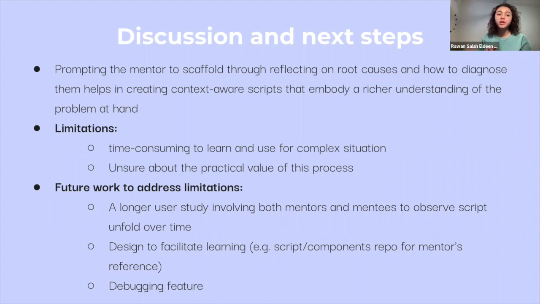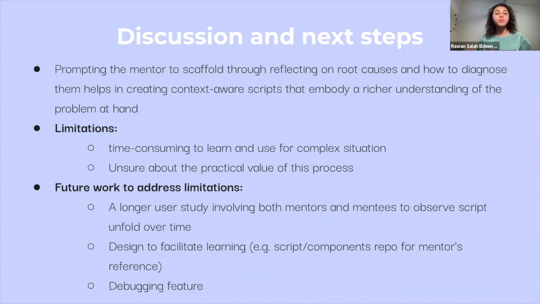In terms of future work to address limitations, tying to my last point, is a longer user study involving both mentors and mentees to observe scripts as they unfold over time. Designing to facilitate learning, for example, having a components repo that mentors can build upon, since in a given community you'll have multiple situations that are repetitive. We found that mentors had an easier time scripting when they had something to build upon. So this would be something interesting to explore.